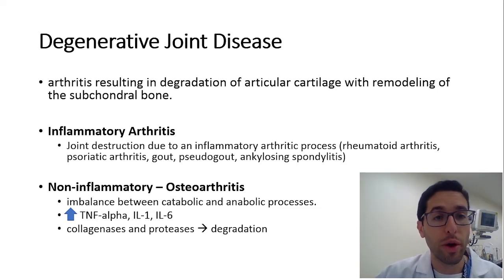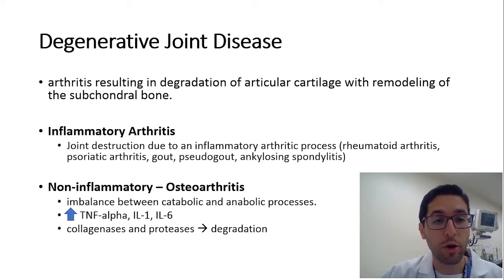Within this category, we have two subcategories: inflammatory arthritis. And when we say inflammatory, we're talking about something acute and inflammatory. So think of things like rheumatoid arthritis, psoriatic arthritis, gout, pseudogout, or ankylosing spondylitis. In all those cases, you have acute inflammation that causes destruction of the joint.